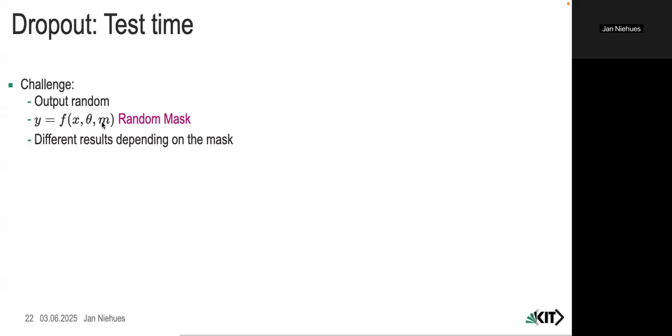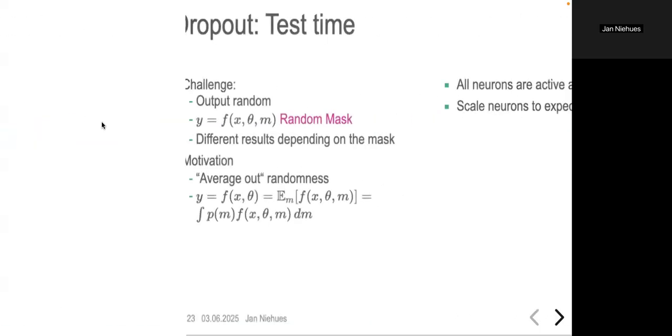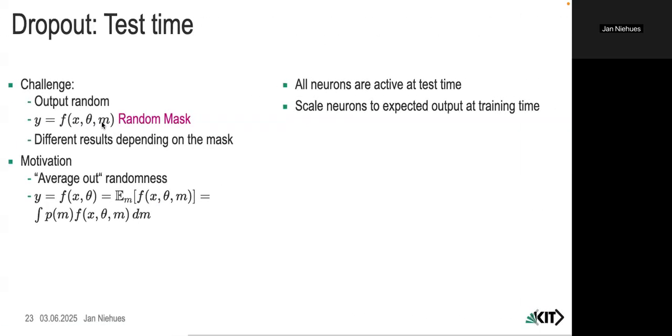Any ideas what to do? Yes? You could run with multiple masks and take the average or something like that. That's exactly what we're mainly doing. And the nice thing is we don't have to run it multiple times. If we look at the mask, we can do it in an intelligent way so that we can compute the average without running it multiple times. So the idea is we want to average out the randomness, as you said.